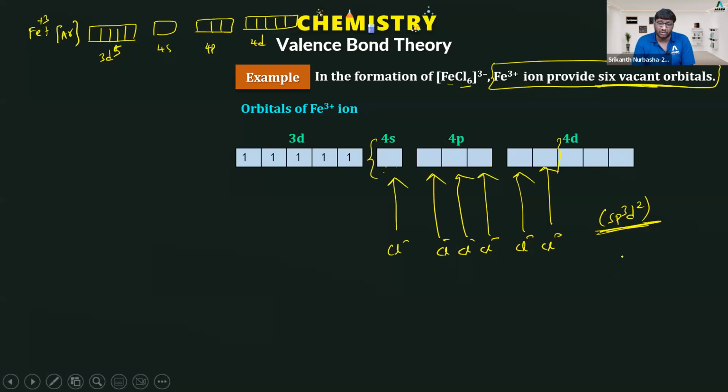Because they do not have any electron. Do they have an electron? 4s, 4px, 4py, 4pz and the 2 4d orbitals?